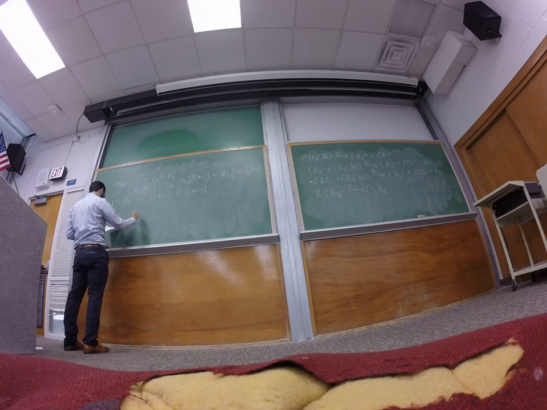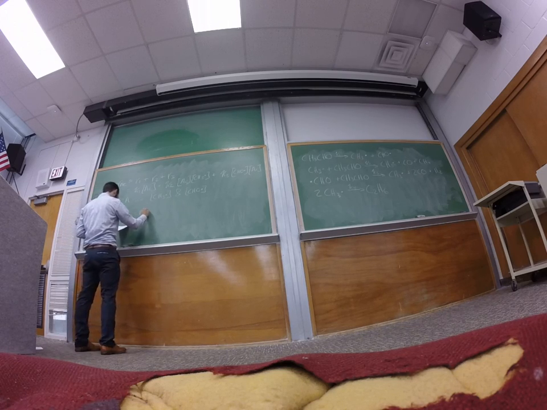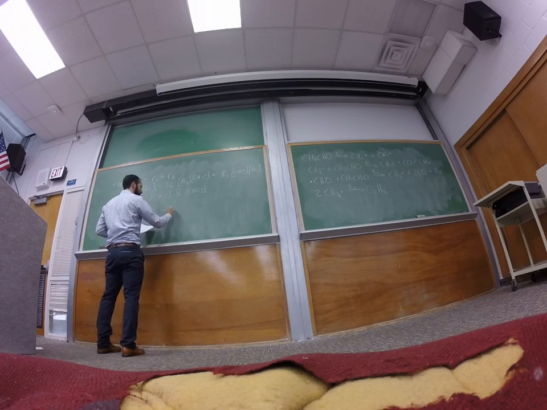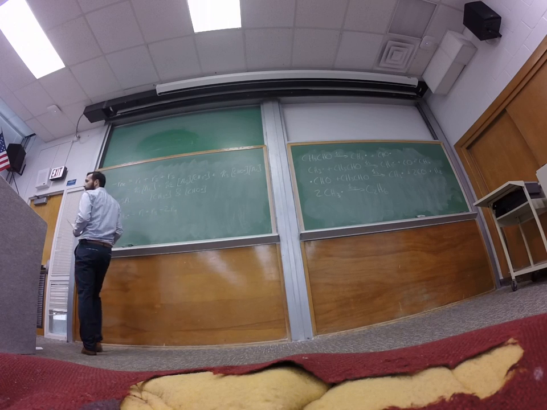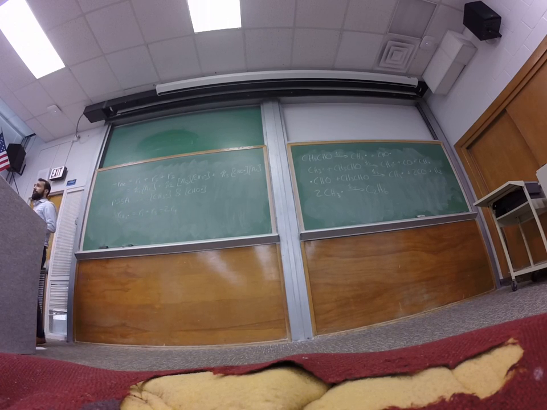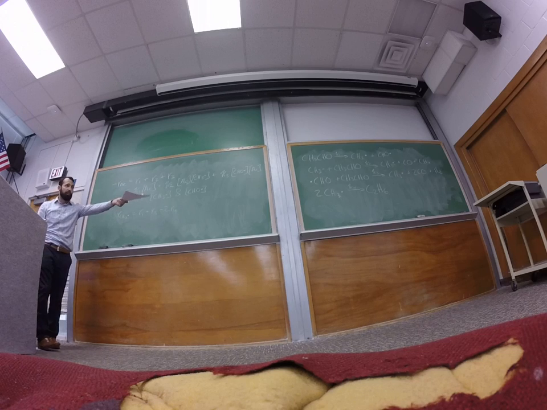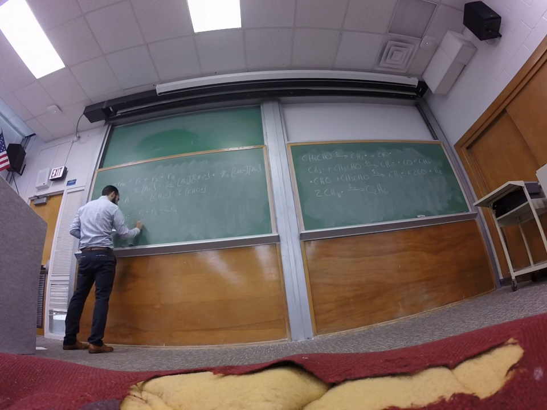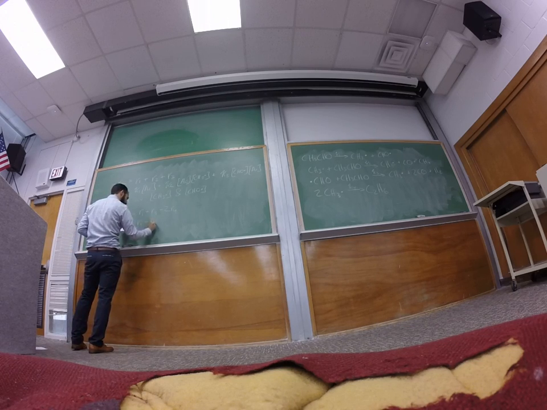So the rate of the CH3 radical is R1 plus R3 minus 2 times R4. Why is it 2 times R4? Because there's a 2 over there. And for the formyl radical, the rate is R1 minus R3.